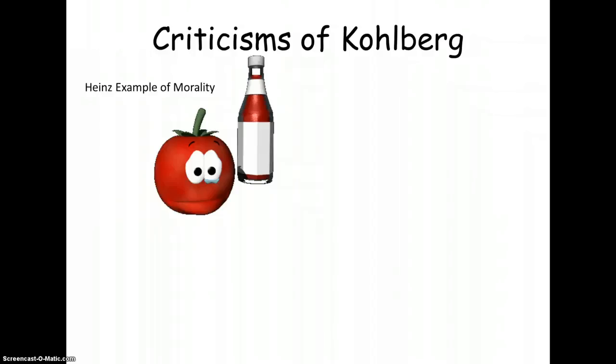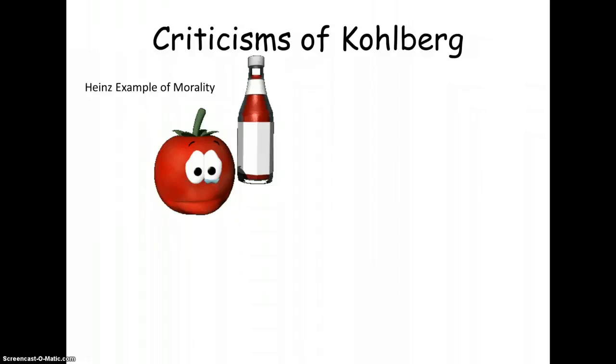In Europe, a woman was near death from cancer. One drug might save her, a form of radium that a druggist in the same town had recently discovered. The druggist was charging $2,000, 10 times what the drug had cost him to make. The sick woman's husband, Heinz, went to everyone he knew to borrow the money, but he could get together only about half of what it should cost. He told the druggist that his wife was dying and asked him to sell it cheaper or to let him pay later, but the druggist said no. The husband got desperate and broke into the man's store to steal the drug for his wife. Should the husband have done that, and why?